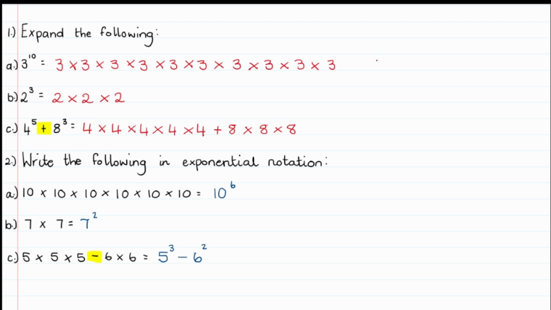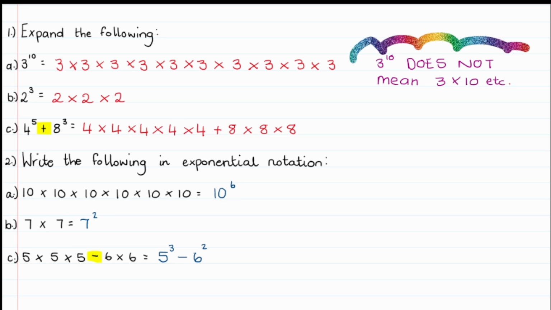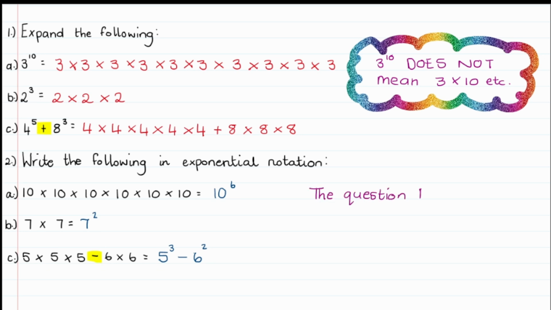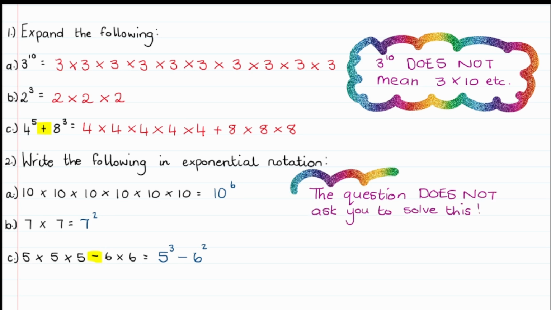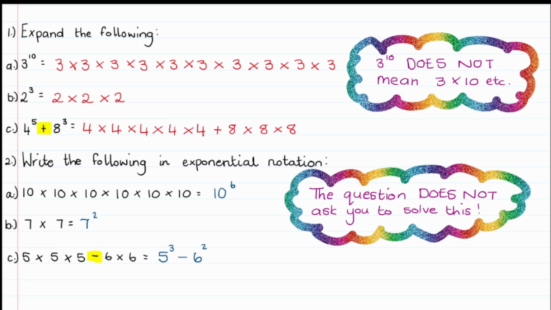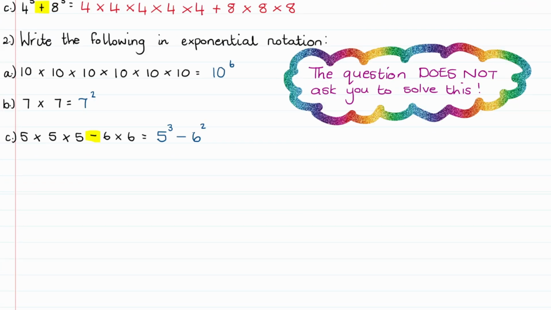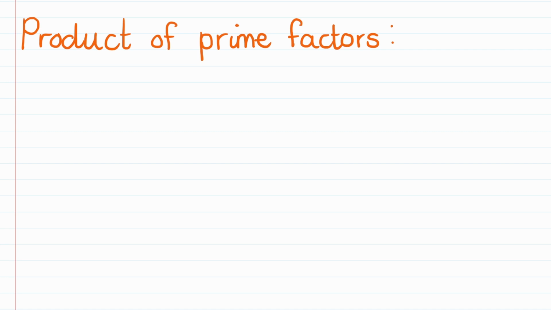Take note of the following. Things like 3 to the power of 10 does not mean 3 times 10 and so on. It means that there are 10 number 3s being multiplied together. Also, when you are asked to write something in the exponential notation, the question is not asking you to solve this. So all you need to do is leave it in exponential form. Now that you know about exponents, you will be expected to solve product of prime factors by leaving numbers in exponential notation.